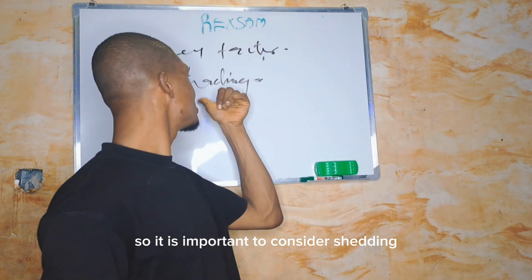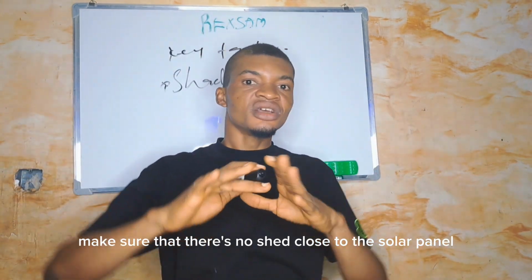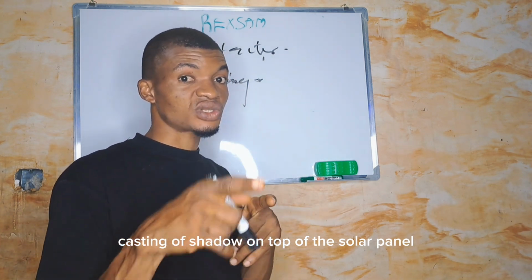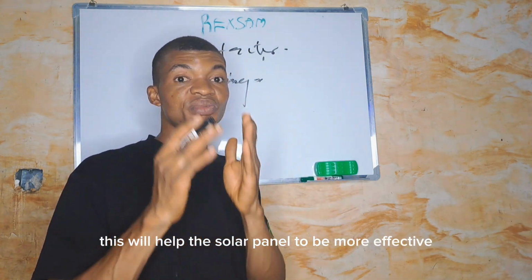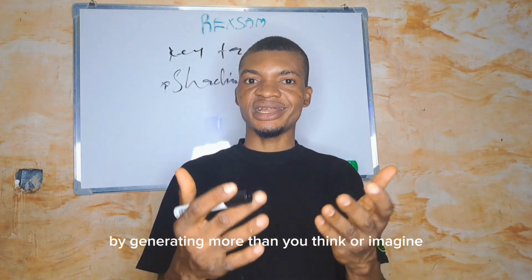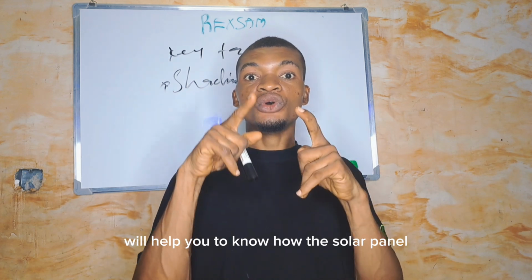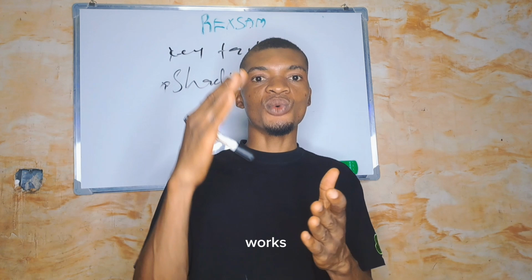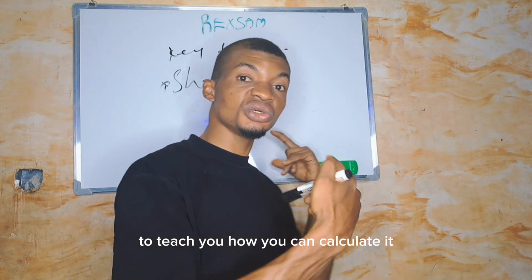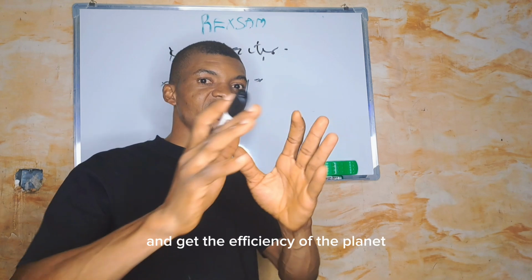So it is important to consider shading, how clear the environment is. Make sure that there's no shade close to the solar panel in order to avoid casting of shadow on top of the solar panel, and this will help the solar panel to be more effective, and the efficiency will be maximized by generating more than you think or imagine. Using these factors will help you to know how the solar panel works, and the efficiency of the panel can be calculated also. I'll be going right now to teach you how you can calculate it by considering all these factors. I will show you how you do the calculation and get the efficiency of the panel.